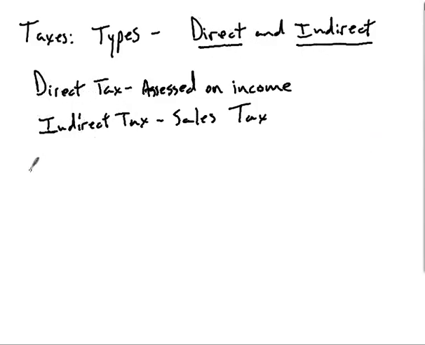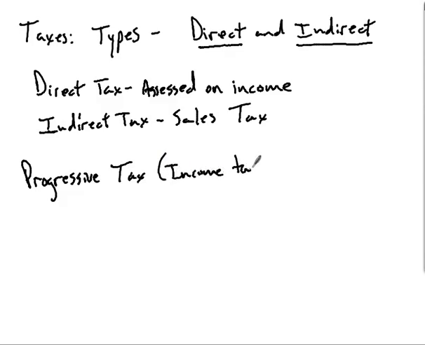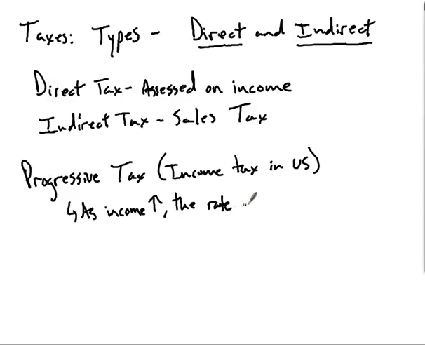So the first type of tax, this is a direct tax, is the progressive tax, a progressive tax. All right. So this is how we do income. This is our income tax in the U.S. All right. And so what this says is that as you make more money, so I'll just write it down, as income goes up, the rate at which you are taxed rises as well.